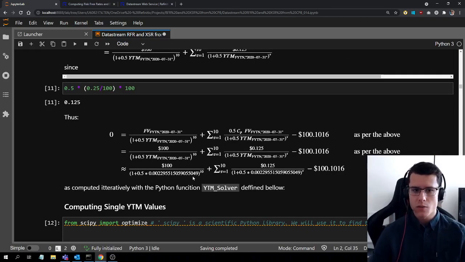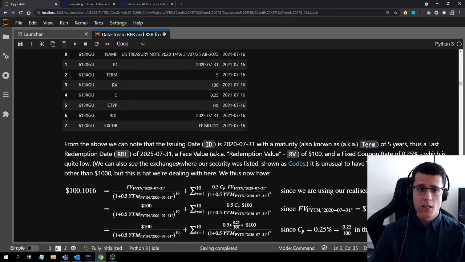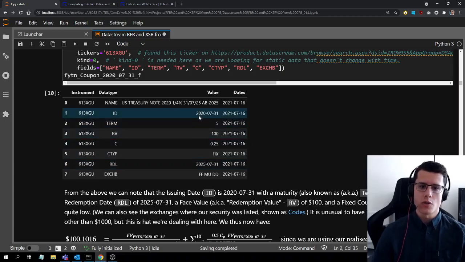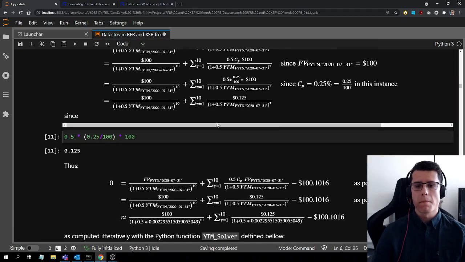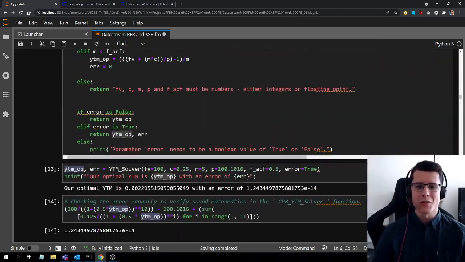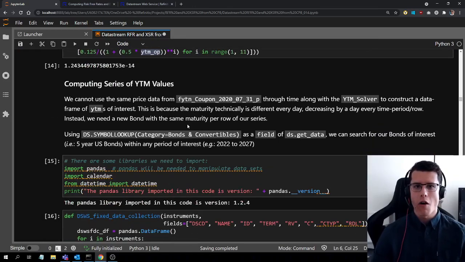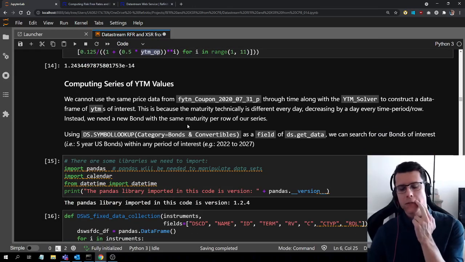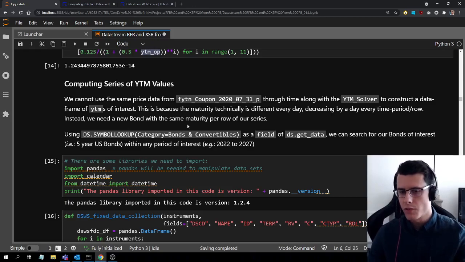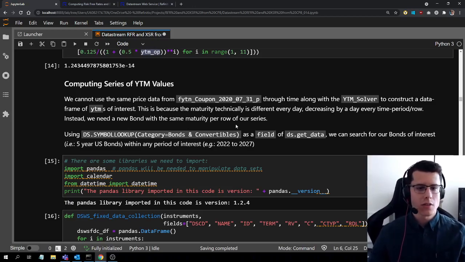I'm quite happy with this error, and it's telling us that this yield to maturity is pretty bang on. So this is it. This is the yield to maturity for a 5-year treasury note issued at the end of July 2020. Now, all of this had to be done just to figure out the yield to maturity of one bond. And that's why I created a Python function, so that it does it for you without you having to think about it all, without having to search it all.